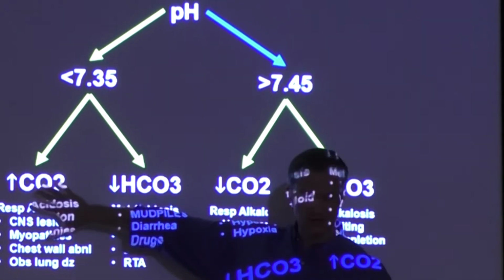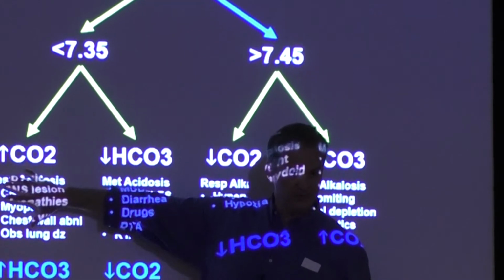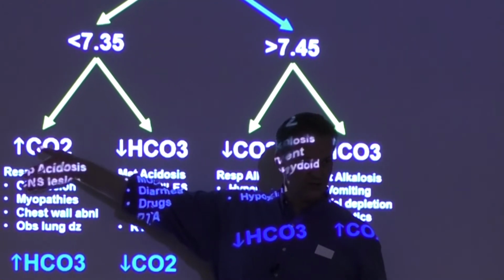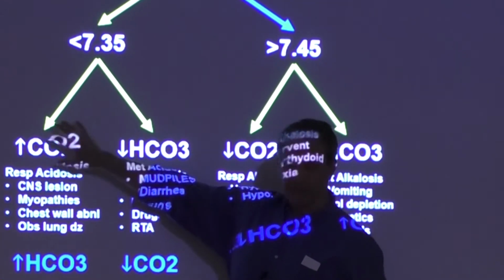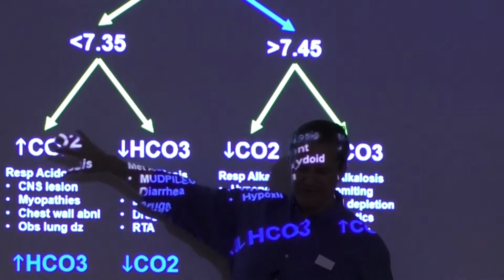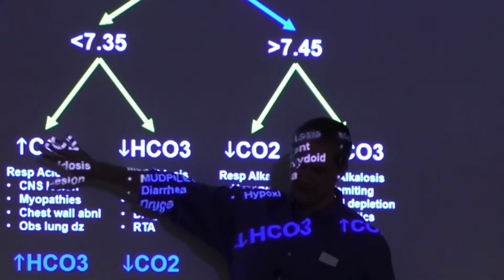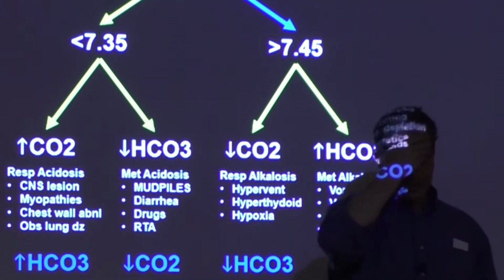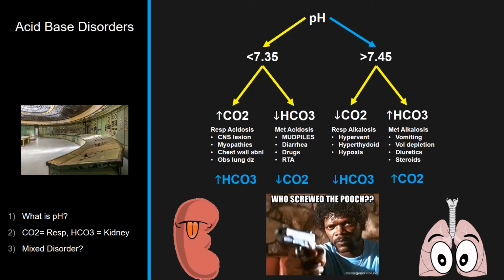So let's just stay with this. You're not breathing well enough. Your CO2 goes up. Your pH is low. Your CO2 is going up because you're not breathing effectively. This would be the person with a narcotics overdose, the person with a respiratory rate of 4, or the person who just can't breathe well, a CHF or a COPD or something like that.